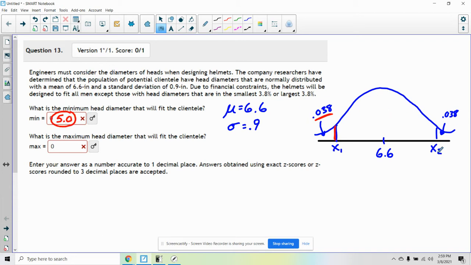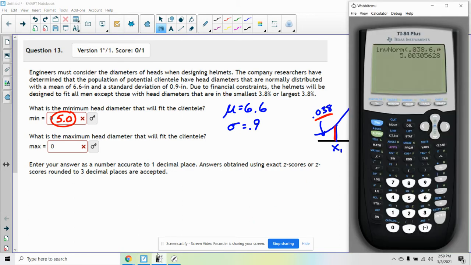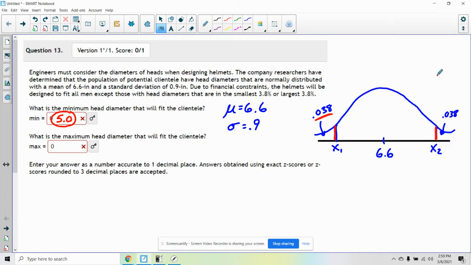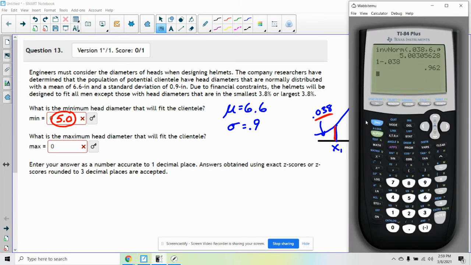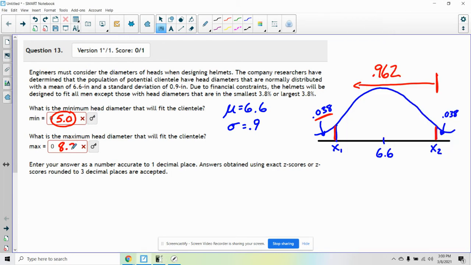Now I'm going to do the same thing, but with x2. So how much area is to the left of x2? Well, if there's 0.038 above x2, then to find the area below it, I'm just going to do 1 minus 0.038. So that means there's 96.2% from here over. So this is going to be 0.962. So I'll just do the same thing. Inverse normal, 0.962. Everything else stays the same. And I get 8.19 or 8.2. That's it.